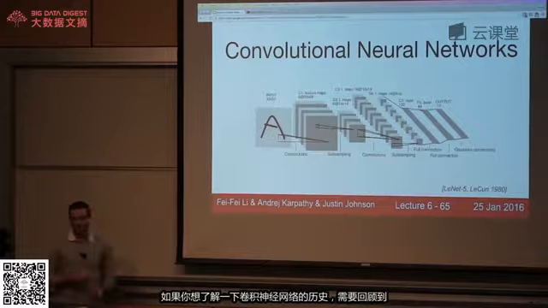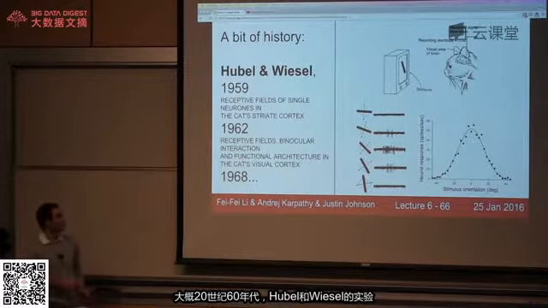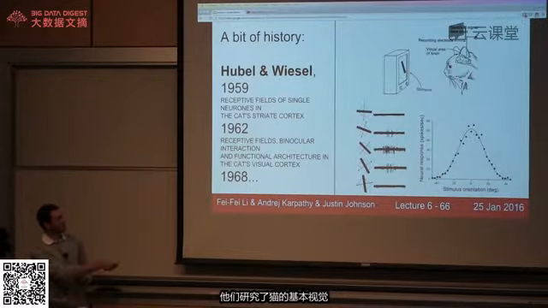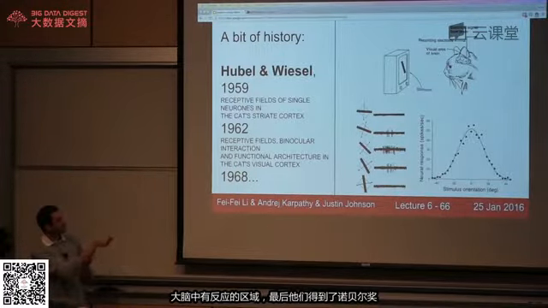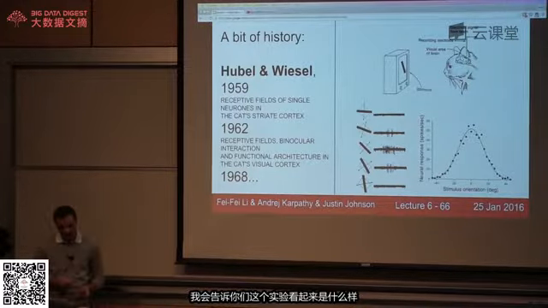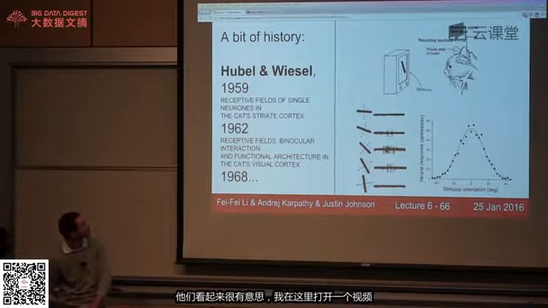So if you'd like to talk about the history of convolutional networks, you have to go back to roughly the 1960s, to experiments of Hubel and Wiesel. In particular, they were studying the visual cortex in a cat. They were studying an early visual area in the cat brain as the cat was looking at patterns on the screen. And they ended up actually winning a Nobel Prize for these experiments sometime later.